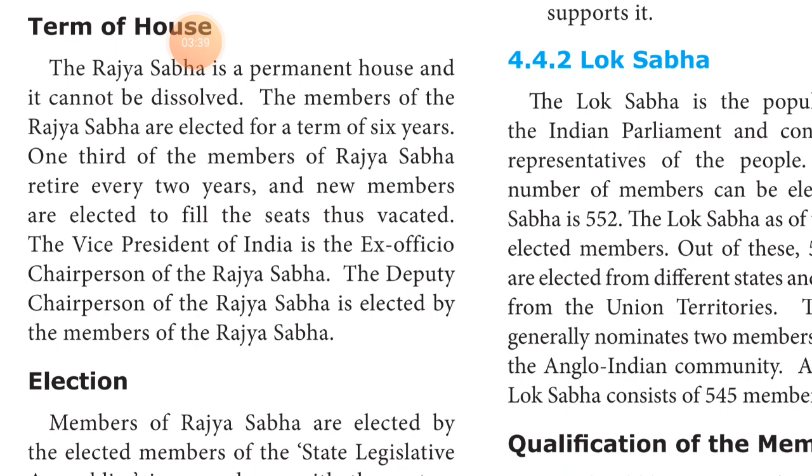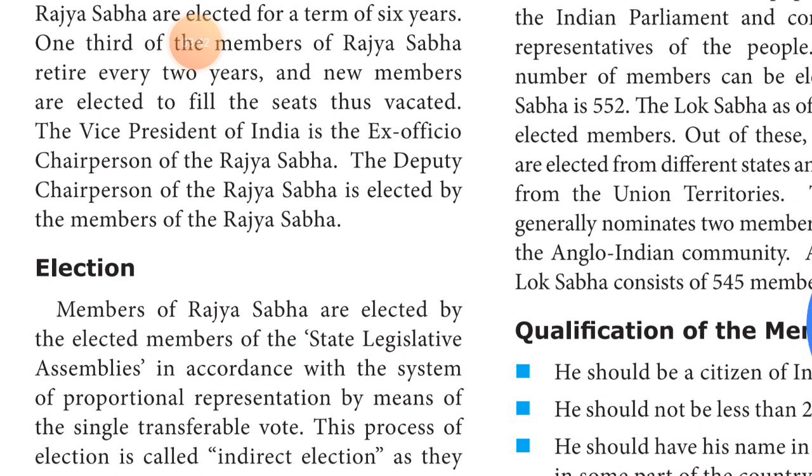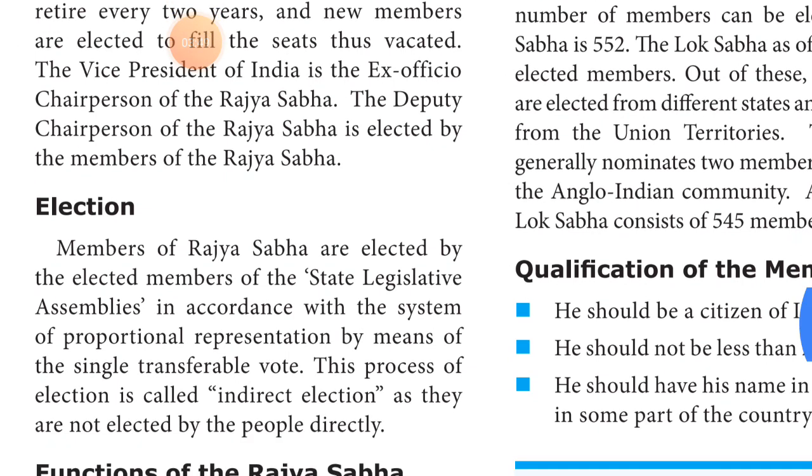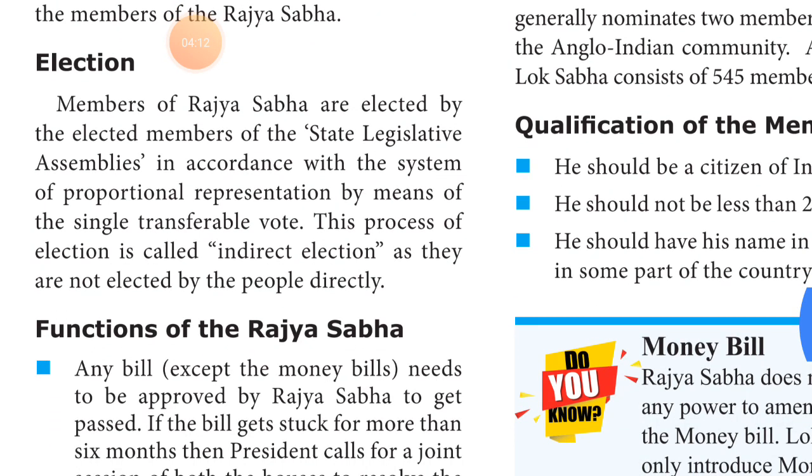Next, election of the Rajya Sabha. The members of the Rajya Sabha are elected by the members of state legislative assemblies according to the system of proportional representation by means of the single transferable vote. That means the members of the Rajya Sabha from the Indian states and union territories are elected by state assembly members indirectly, so it is called an indirect election, because the people do not elect the members directly.